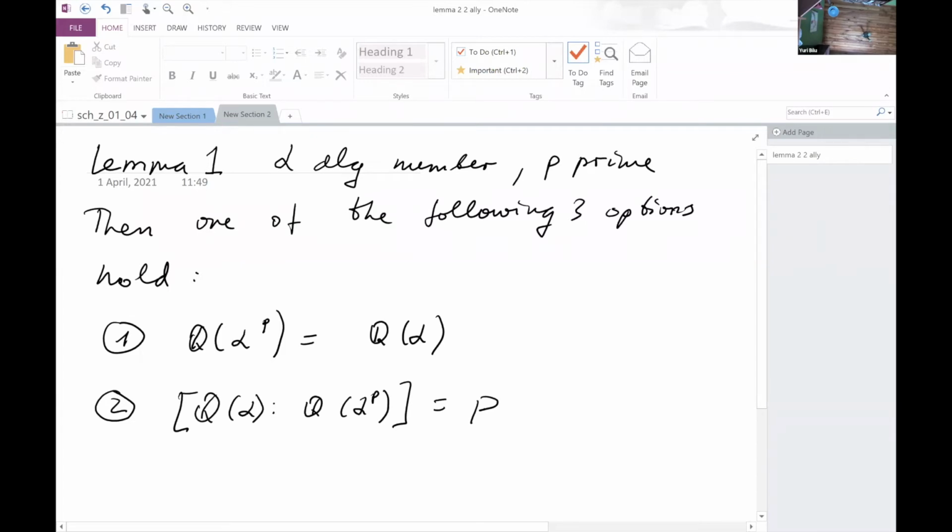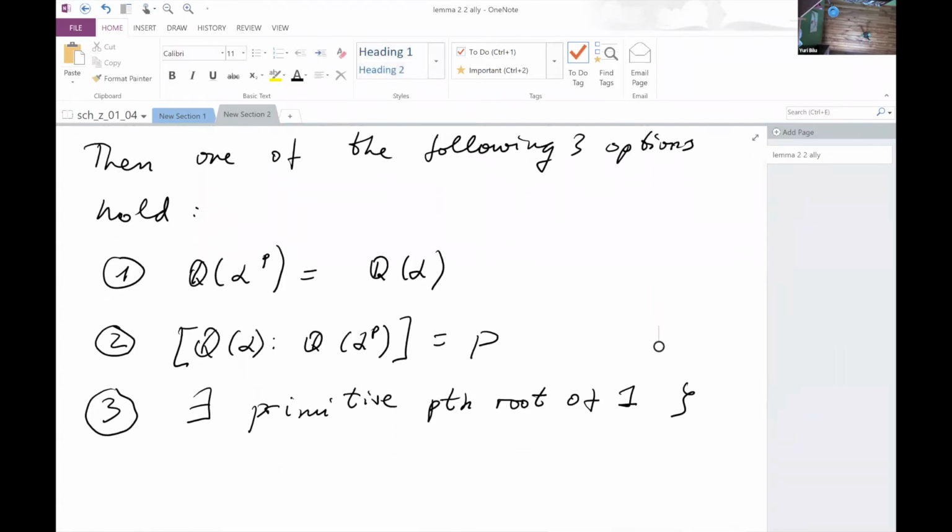And I mistakenly assumed that when alpha is not a root of unity, only two of these can happen. But actually, even when alpha is not a root of unity, there is also a third option. And the third option: there exists a primitive pth root of unity, that we denote zeta. Write the word unity.